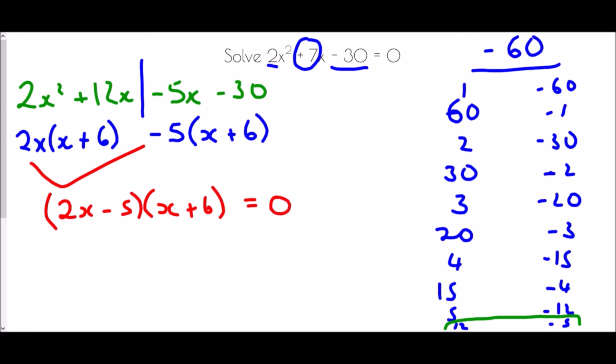So, solutions. What we need is the negative version of what's in this bracket. So the negative version there would be that x equals negative 6. And in this case, the negative version of negative 5 is positive 5. But remember, we then have to divide by the number in front of x. And so it's 5 over 2. And so x equals 5 over 2, or x equals negative 6.